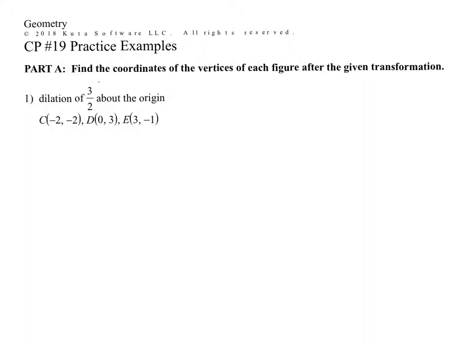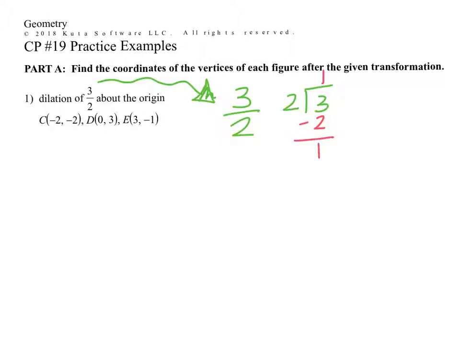So what I would do with this one, just to make life a little easier, is change 3 over 2 to a decimal. To change it to a decimal, you do 3 divided by 2. Okay, or just use a calculator, that's fine. So when you do that, it goes in 1 time, 1, so it would be 1.5. Okay, so 3 over 2 is the same as 1.5.